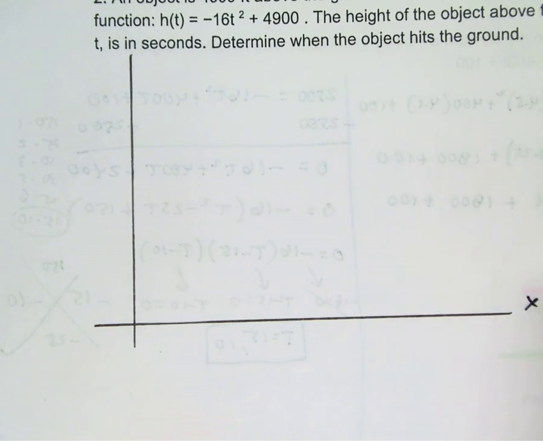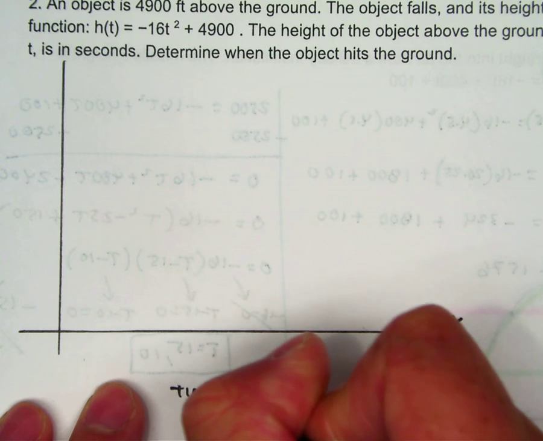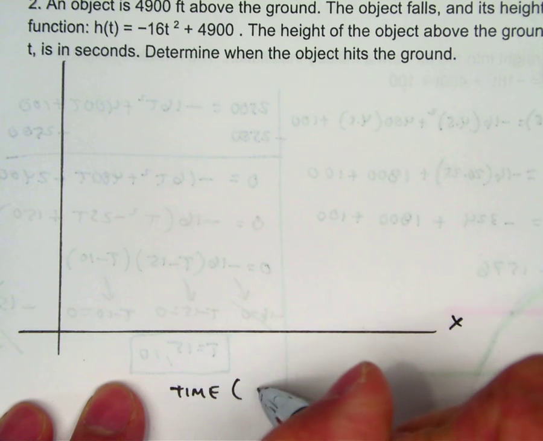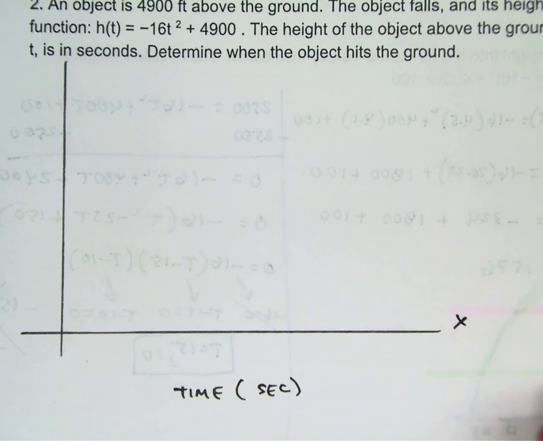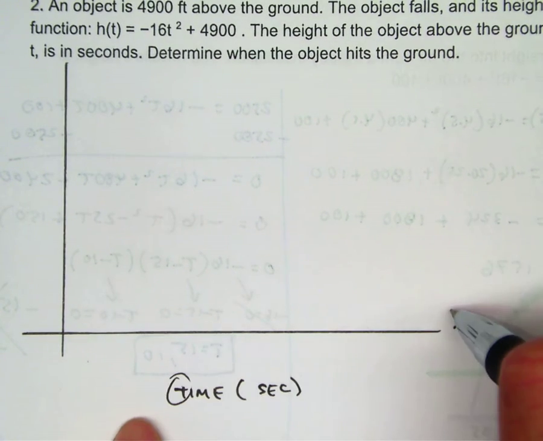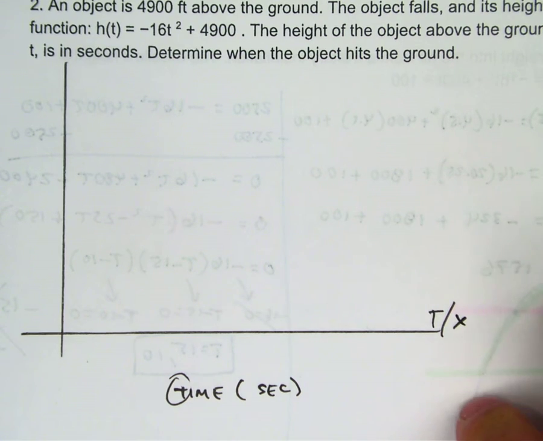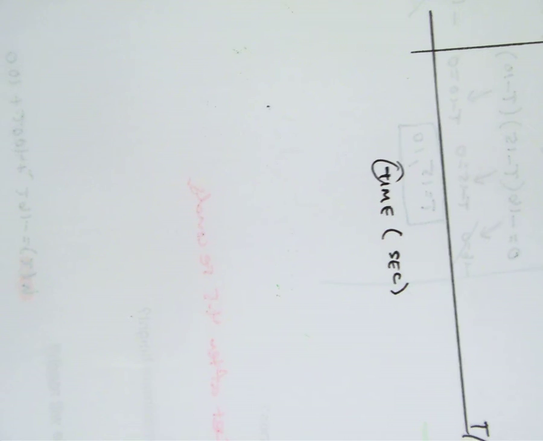Class, your x-axis measures what? Time. Measured in? Everyone say label. So we're labeling. So essentially this axis is measuring t for time. And then this one is measuring? Height measured in feet.